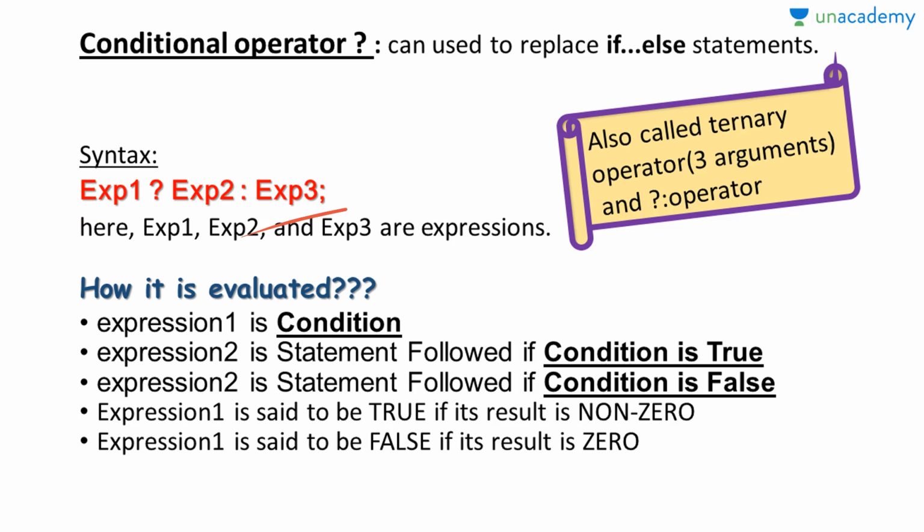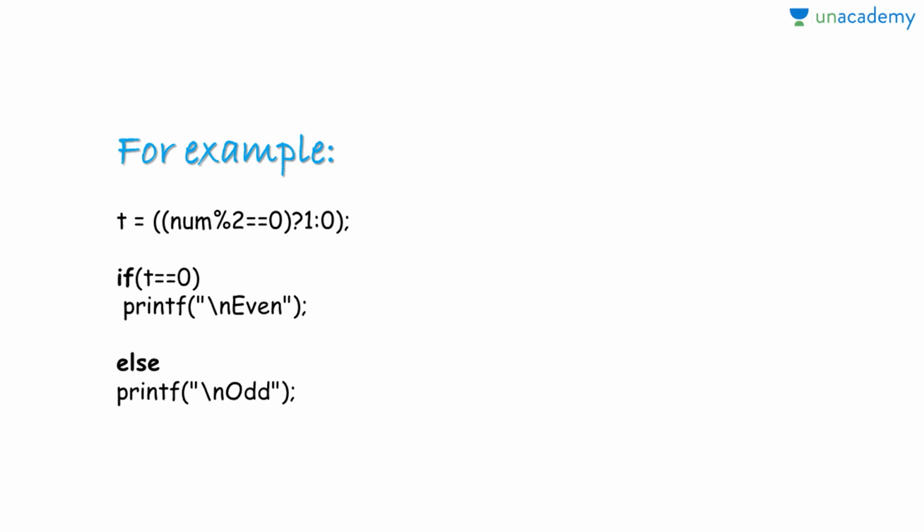So we are just checking the condition. Expression 1 is true, evaluate expression 2. If expression 1 is false, evaluate expression 3. Expression 1 is said to be true if its result is non-zero, as we have said before. True means non-zero values, false means the value is 0. Expression 1 is said to be false if its result is 0, so if it is false, evaluate expression 3. For example, see, we are checking for odd and even number here.